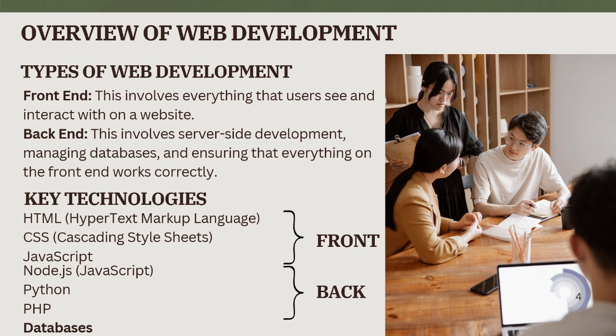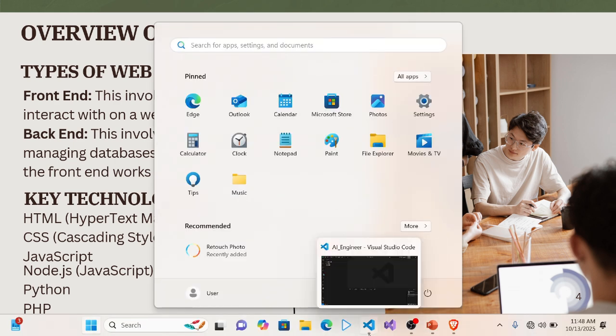Let's say that way. And so we have the key technologies that we use here. When it comes to the front end, we use HTML, which is the hypertext markup language. We have the CSS, the cascading style sheets, and then the JS, which is JavaScript. So let's take a look at something here.